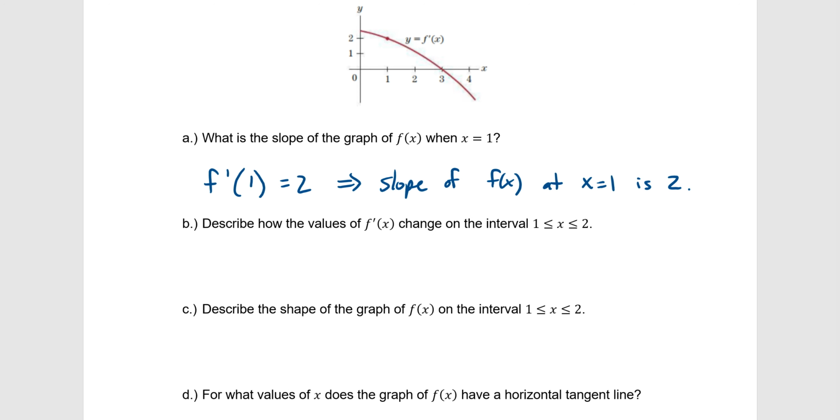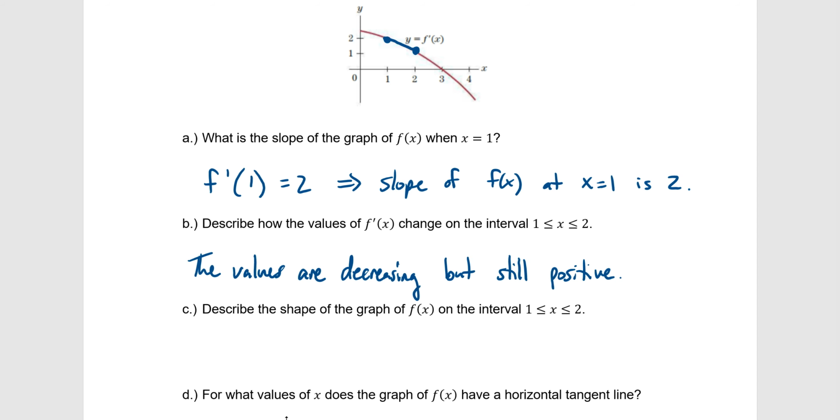And for b, describe how the values of f prime change on the interval 1 to 2. So from 1 to 2, that's going to be from here to here. And the values are decreasing, and they're still positive. So they're still positive because they're above the x-axis. So that means the function is still increasing, but it's increasing at a decreasing rate.